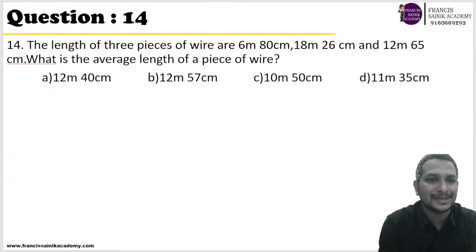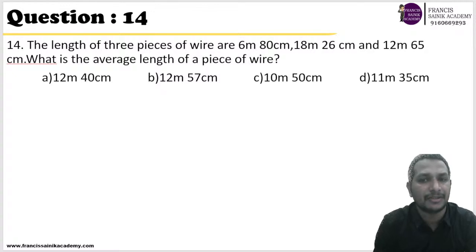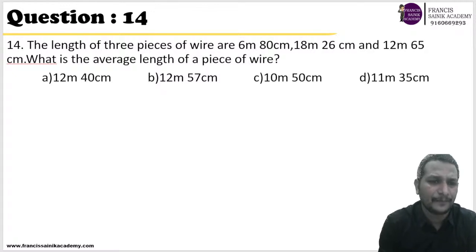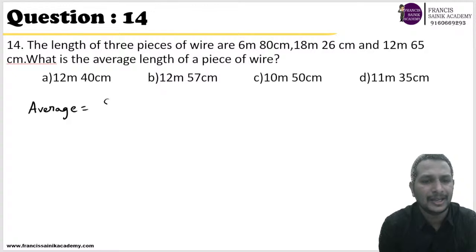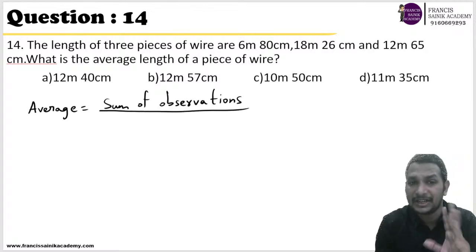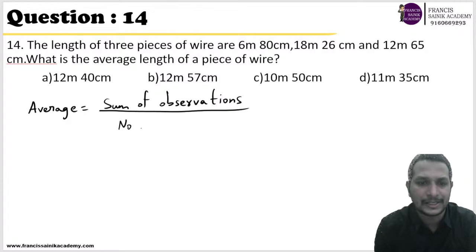Lengths of 3 pieces of wire are given as 6 meter 80 centimeters, 18 meter 26 centimeters, and 12 meter 65 centimeters. Find the average. This comes under average. We all know average is nothing but the sum of observations divided by the number of observations. Here we have 3 lengths of wire, but observe the lengths clearly.